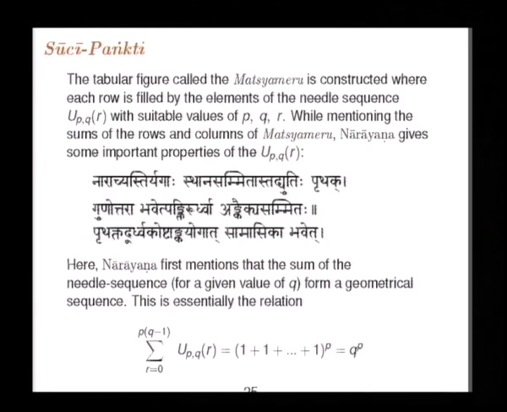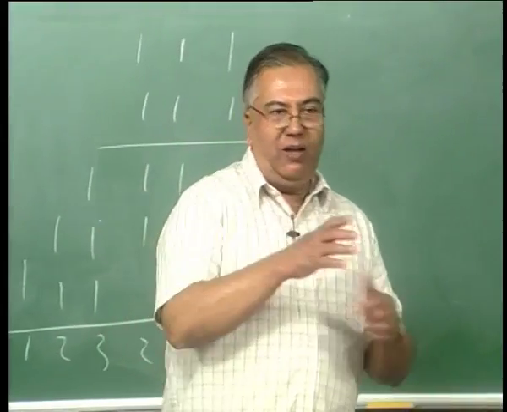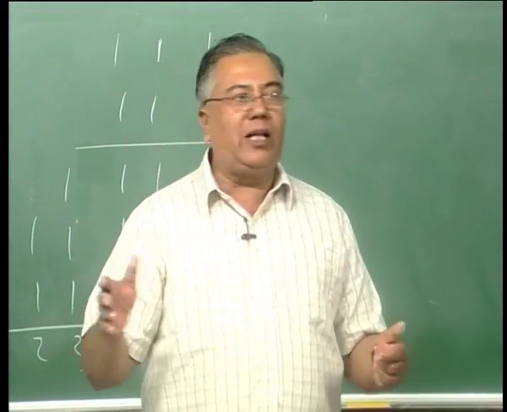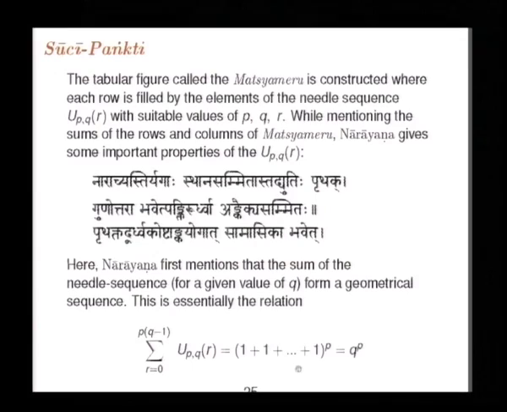While summing the rows of the Matsya Meru, while summing the columns of the Matsya Meru, he gets two important relations. Narachyaha tiryagaha sthana samhitaha tad yutihi prithak gunottara bhavet pankti. So when the rows of the Matsya Meru are summed, you will get gunottara. Gunottara means a geometric sequence. You get a geometric sequence q to the power p. Q is fixed. So when you sum the first row, you will just get q. When you sum the next row, you get q squared. When you sum the third row, you get q cubed. It is something like a multinomial theorem. For q is equal to 2, this will be like the binomial theorem.